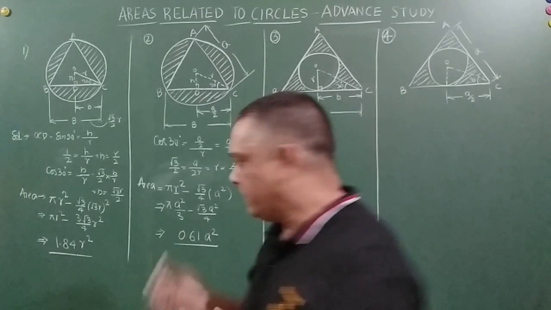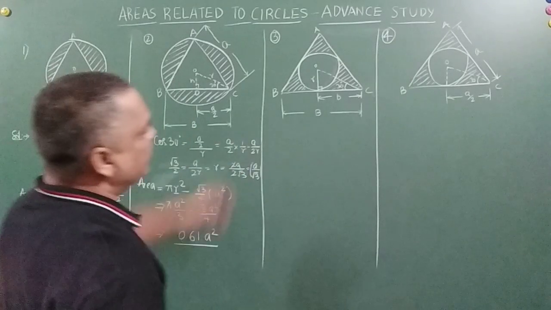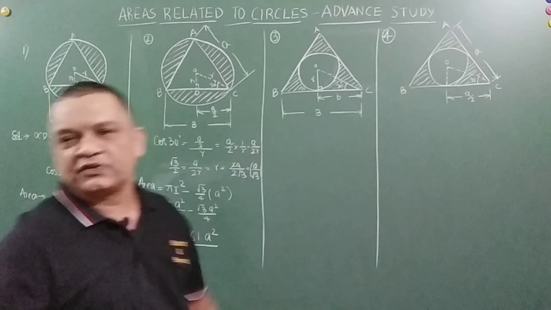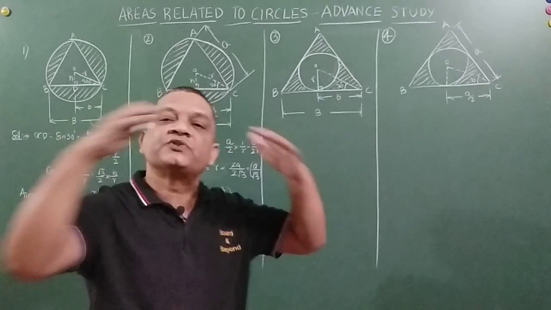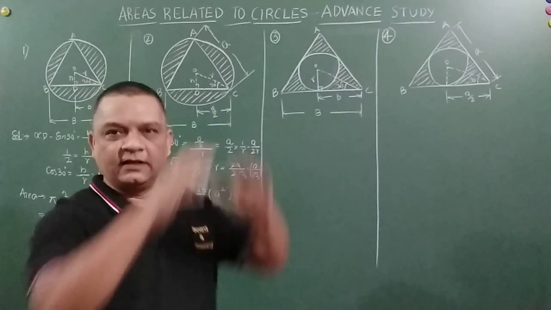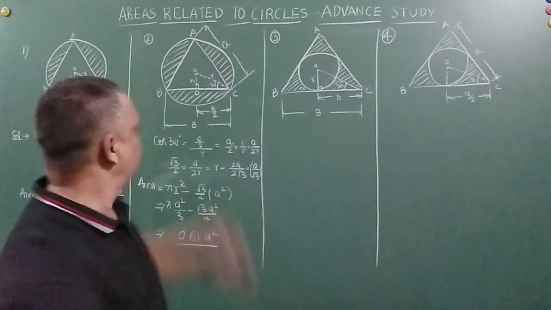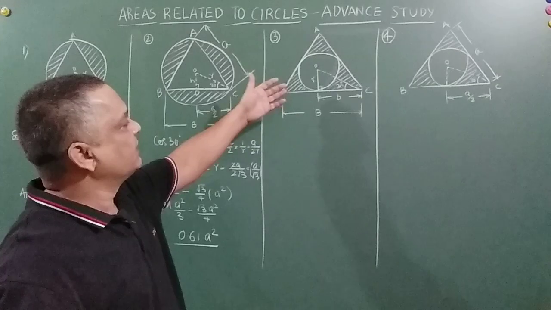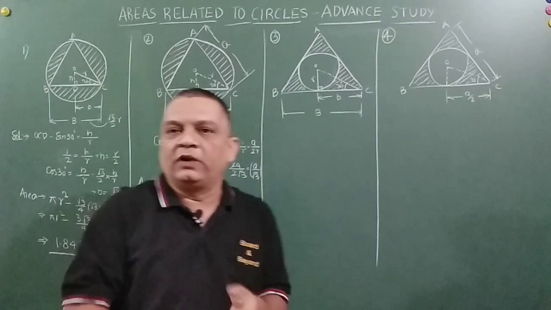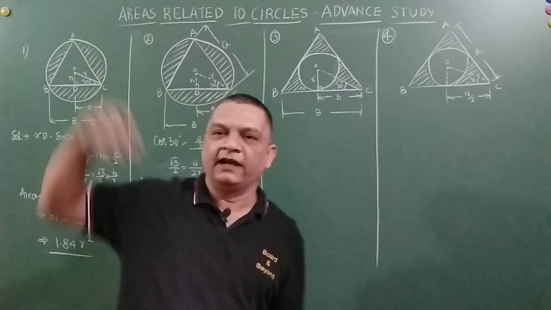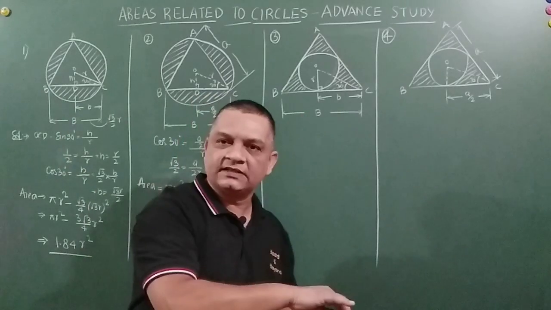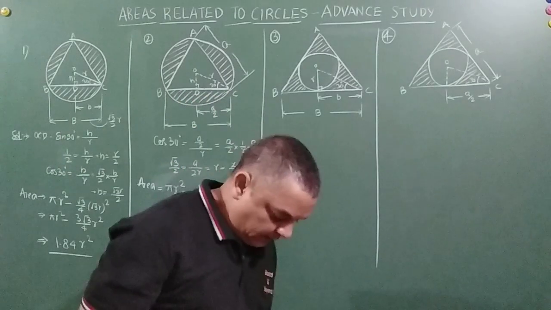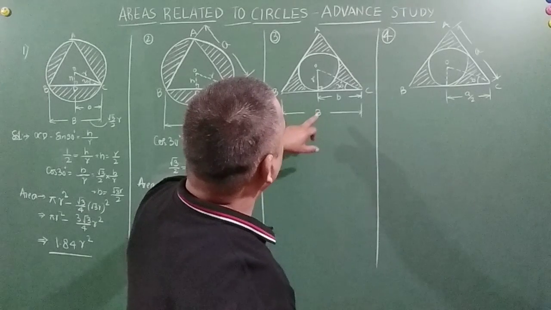Okay. Now let's move on to the third one. Here what does it say? Basically it is called circumscribed. Circumscribed means the equilateral triangle is circumscribing the circle, right? That means from outside. This is from inside. So for remembering purposes, you can take the reference of the equilateral triangle. If the equilateral triangle is inside the circle, it is inscribed. If it is outside the circle, it is circumscribed. Right friends?